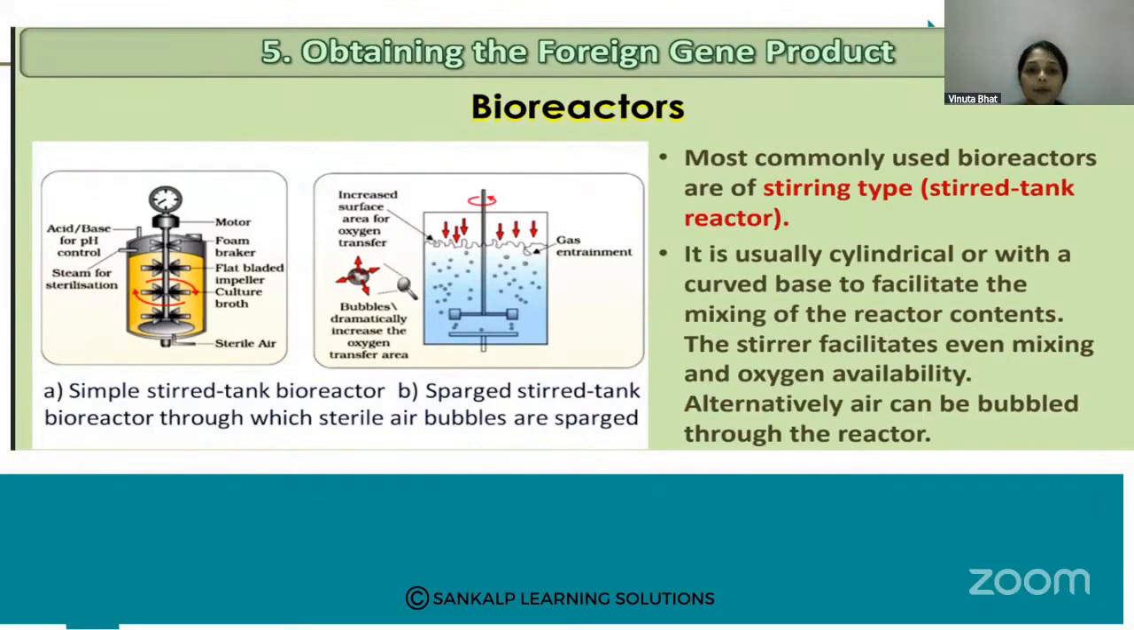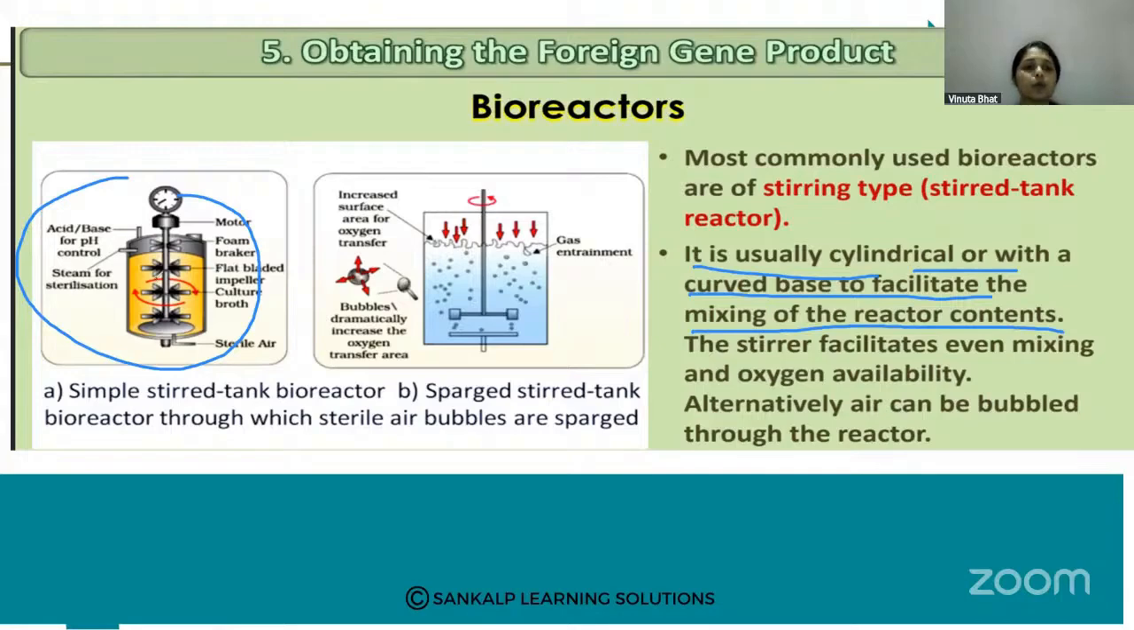Here, the most commonly used bioreactors are of the stirring type, the stirred tank reactor. Here you can see a simplified stirred tank bioreactor. It is usually cylindrical or with a curved base to facilitate the mixing of the reactor contents.